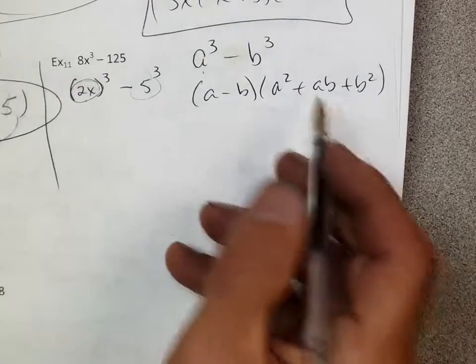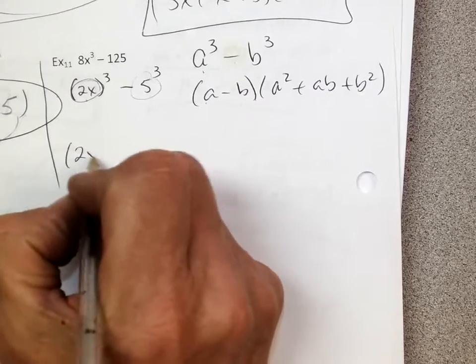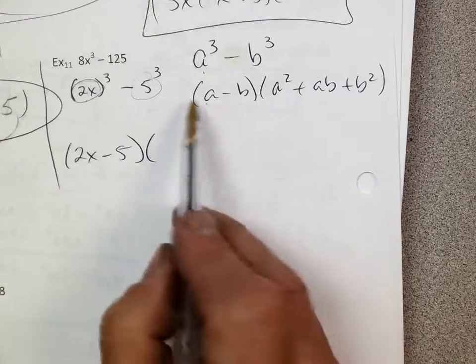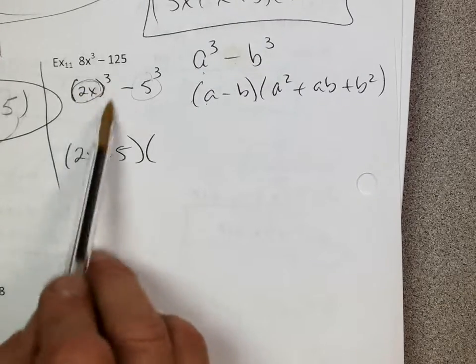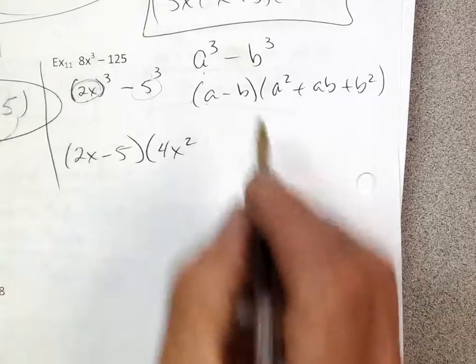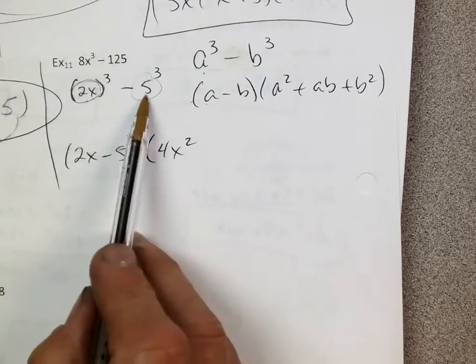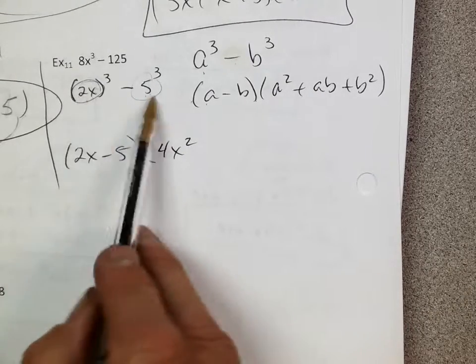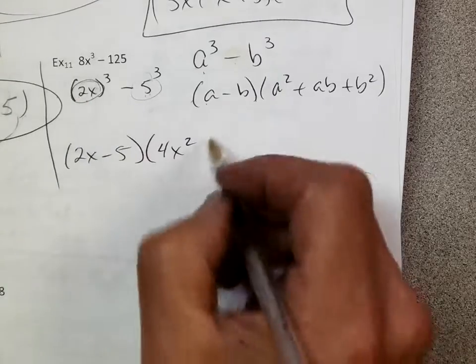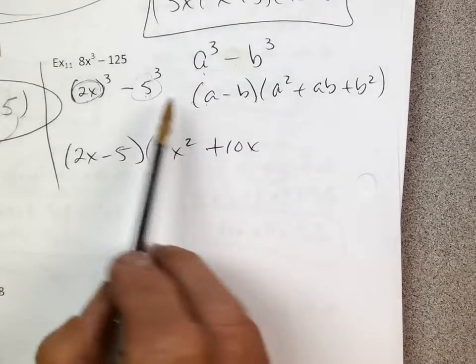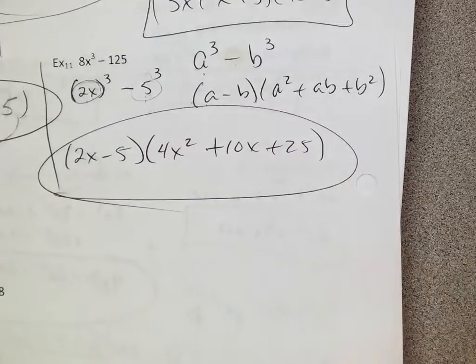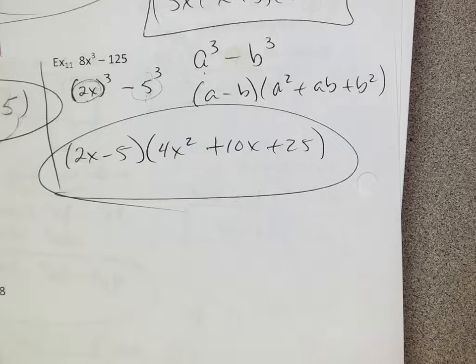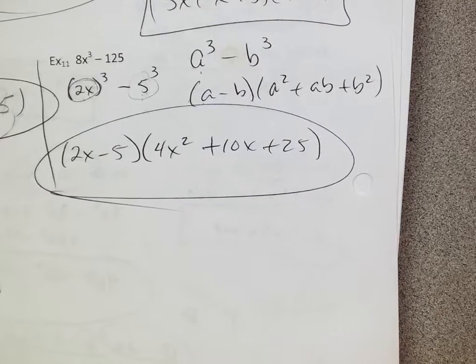Okay, so here's our answer. A minus b. So it's just going to be 2x minus 5, right? A minus b times this squared. What's this squared? This squared is a 4x squared. AB means this times this, which makes a 10x. See the 10x? And then this squared is a 25. That's my answer. Wait, isn't that negative? Wouldn't B be negative 5? No, positive.